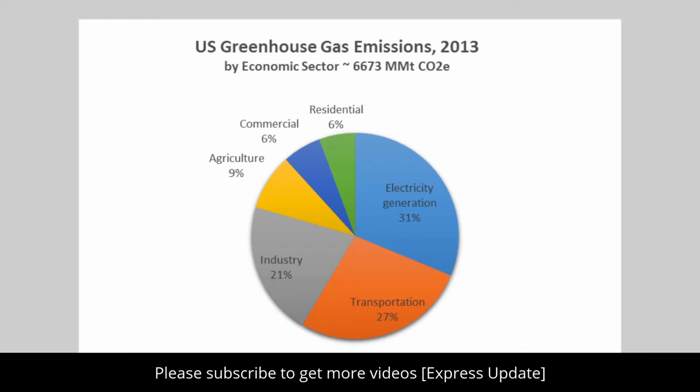Taking a closer look at the sources of greenhouse gas emissions in the United States alone by economic sector, we see that agriculture contributes 9% of total emissions in the U.S. Total emissions in the U.S. add up to approximately 6,673 million metric tons of CO2 equivalents. Agriculture's 9% represents about 515 million metric tons of that amount.